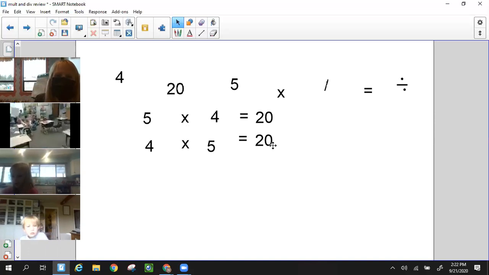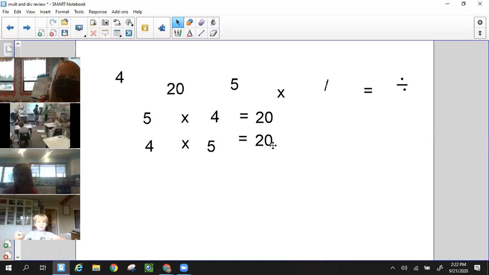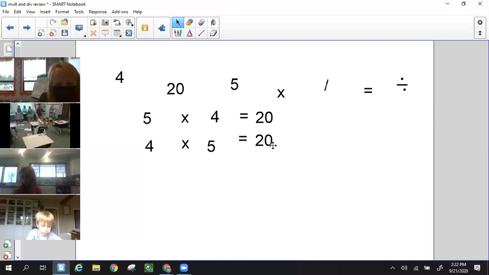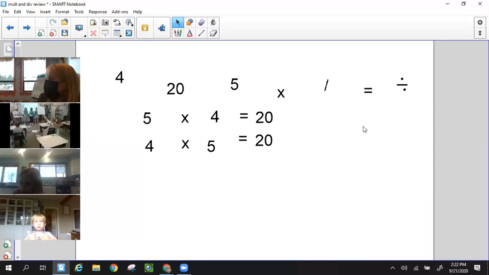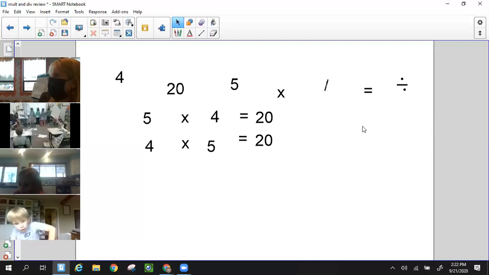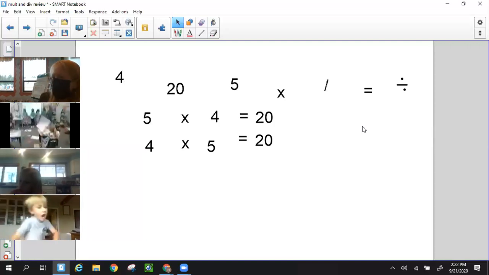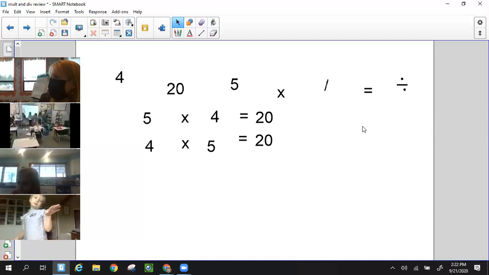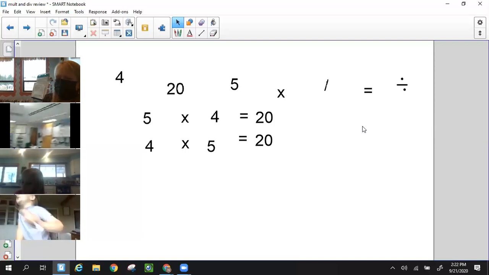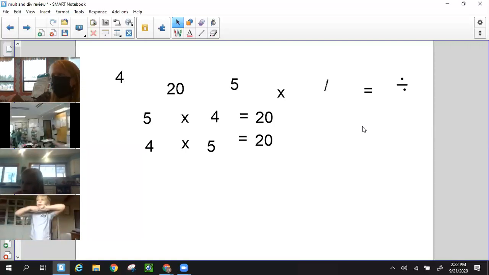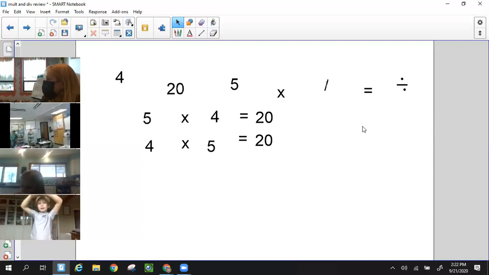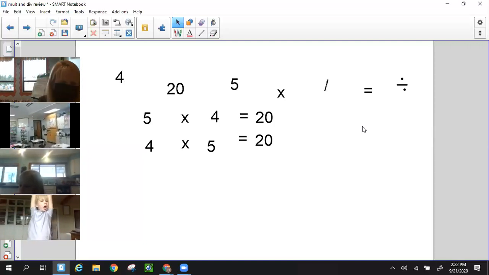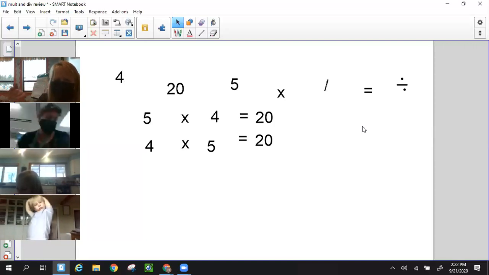Okay, now that's the commutative property. What about the inverse operation using division? Where would these numbers go? I had a couple people today during Mrs. Harrison's lesson say, you know what? I don't know division yet. Division is just the opposite of multiplication. Let's say that together. Division is the opposite of multiplication. Division undoes it. Inverse means the opposite. It undoes multiplication.